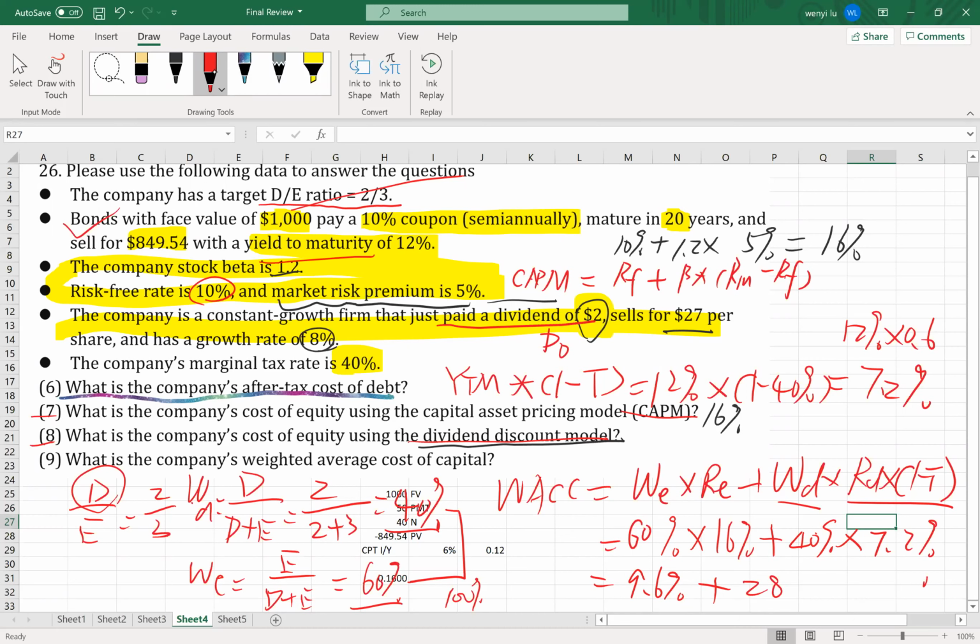which is 2.88%. So the total will be 12.48%. That's the answer for the cost of capital for this question.